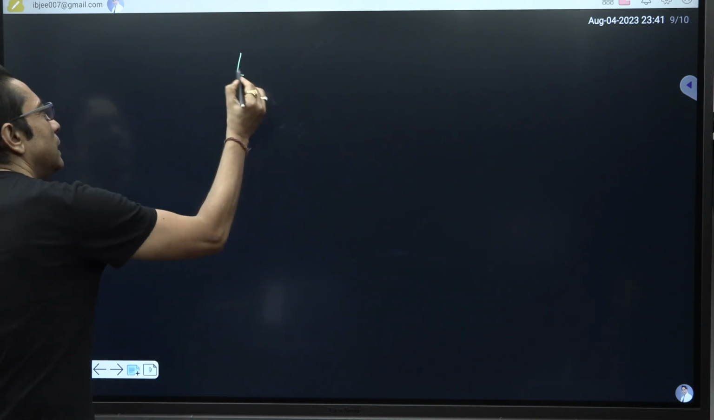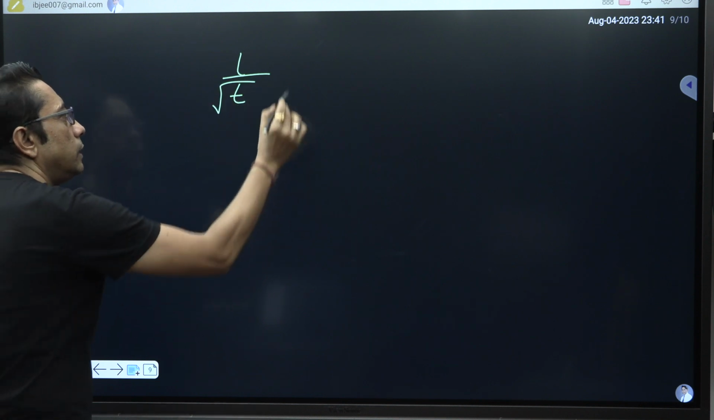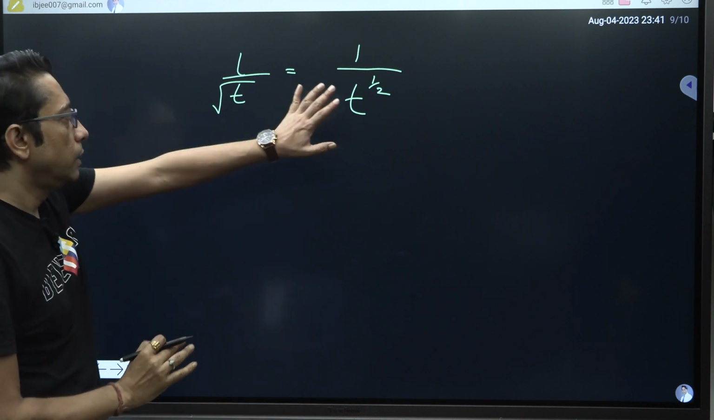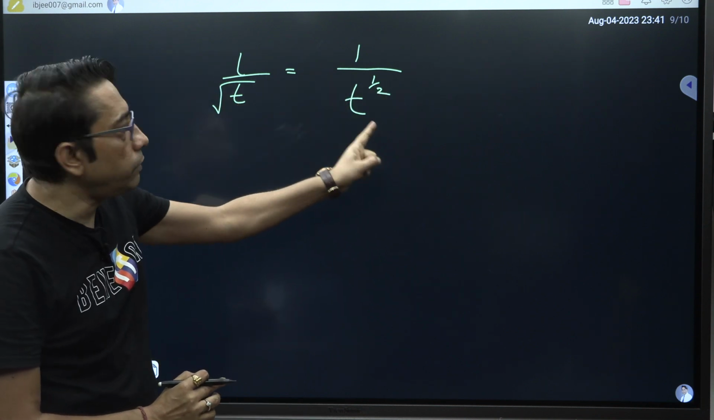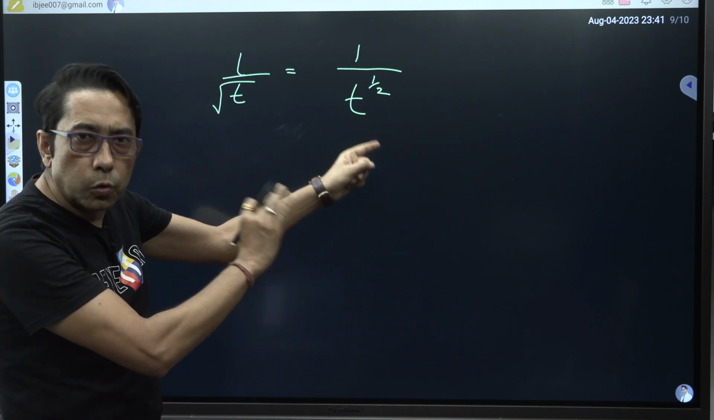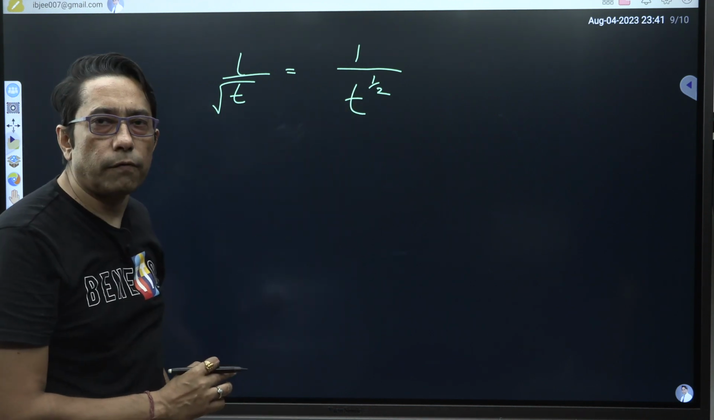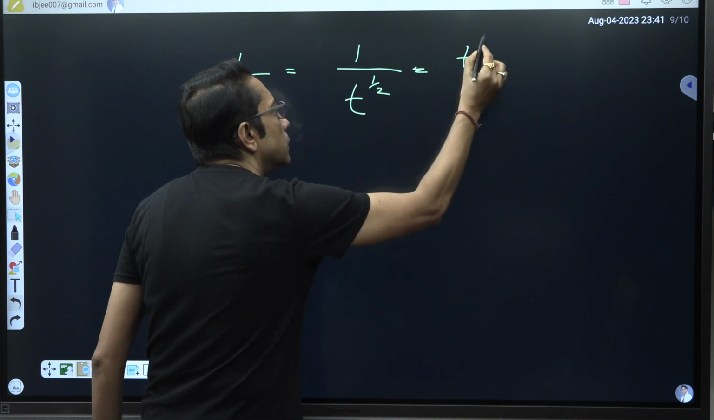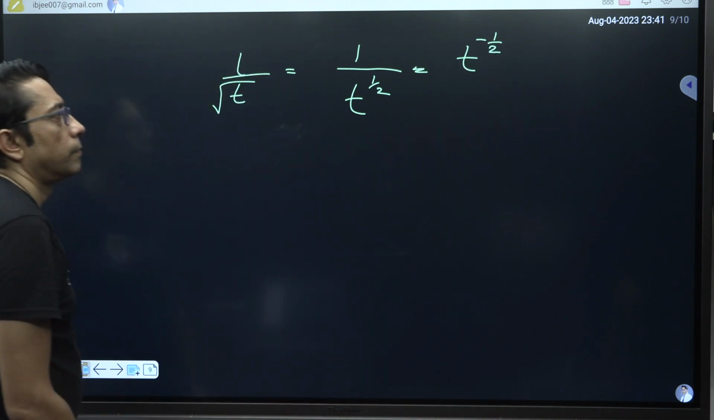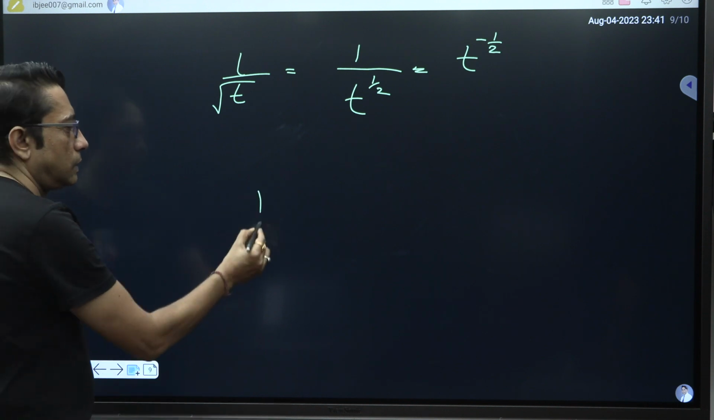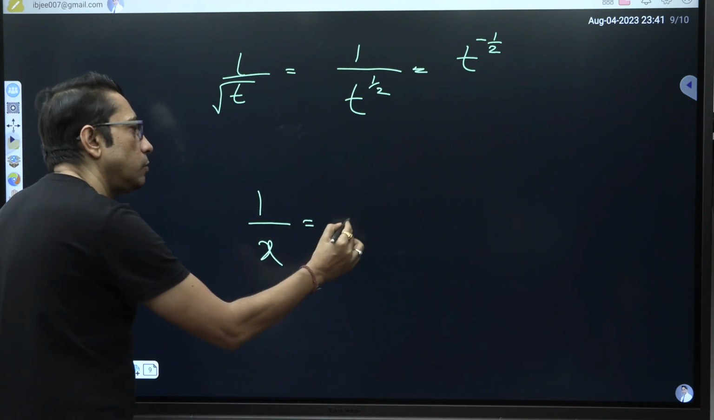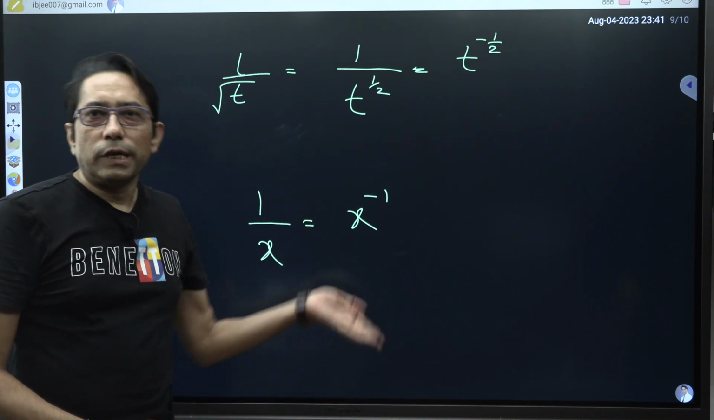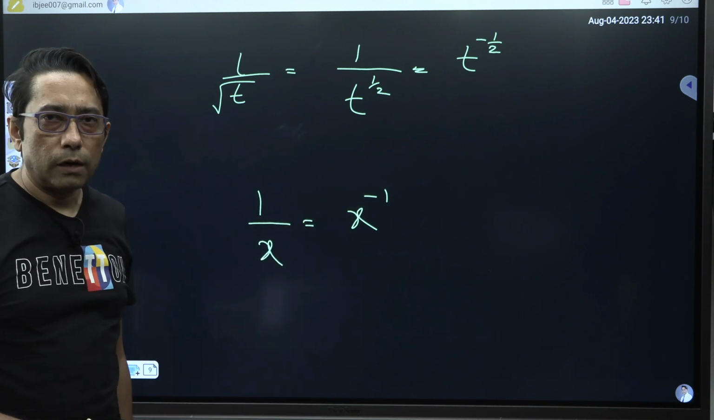1 by root t means 1 by t to the power half. Rohan, just tell me, is it clear from this line to this line? Can we write this? Root over means nothing but to the power half. Now when you take this to the numerator it becomes minus half. See, 1 by x when you take it to the numerator, it becomes to the power minus 1. That's why.